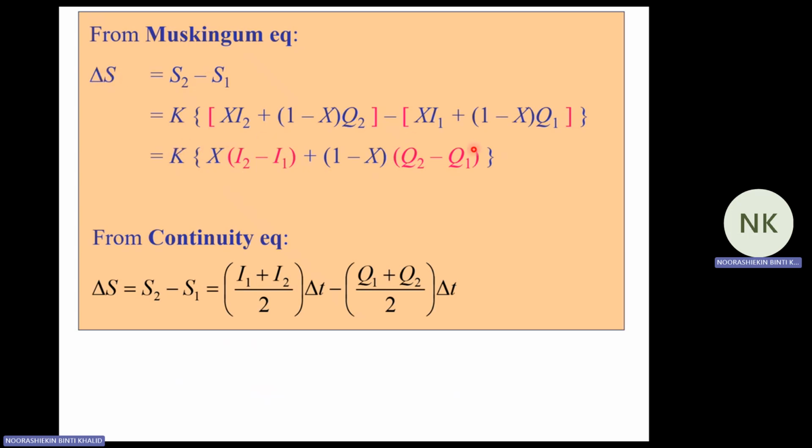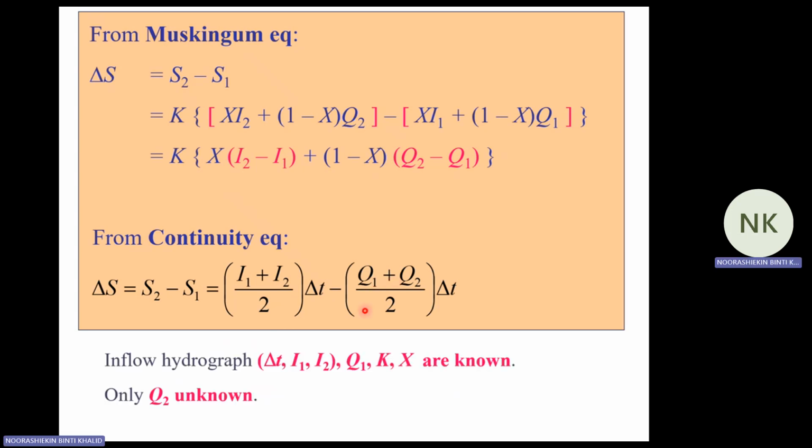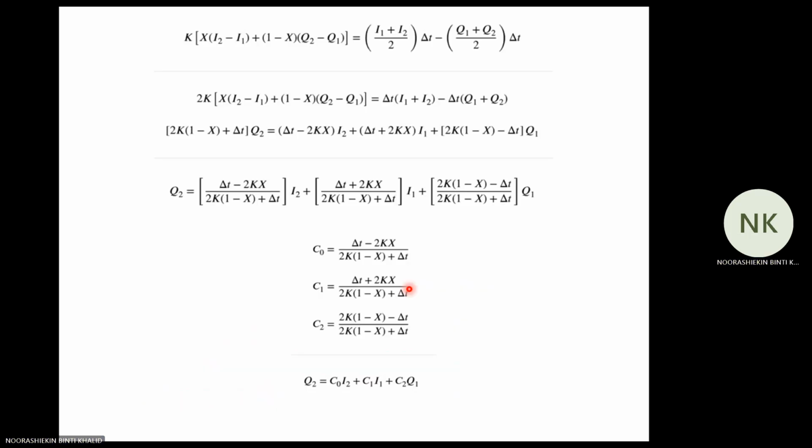When we arrange that, we get this equation. From the continuity equation, we get this equation, I minus Q. So the one that is known is Q1, and the one that we want to find is Q2.